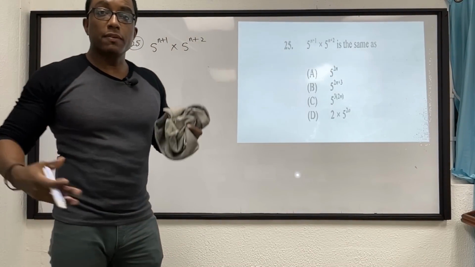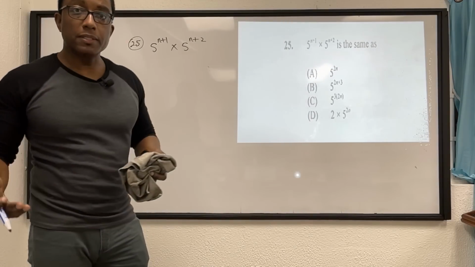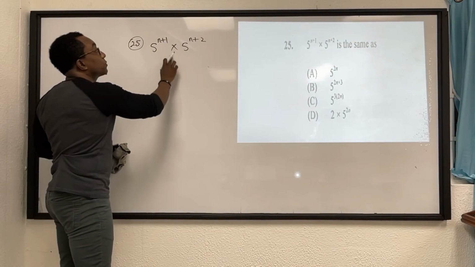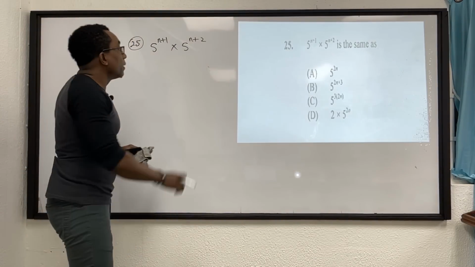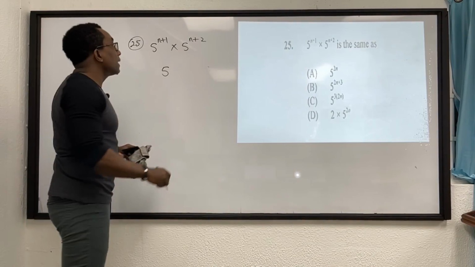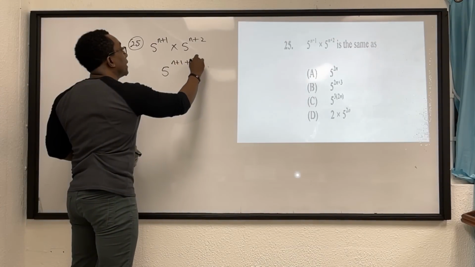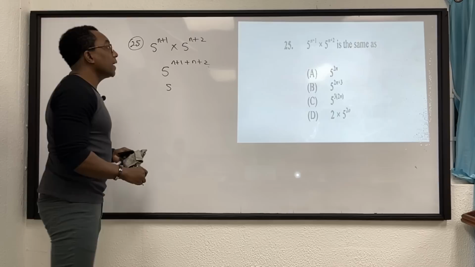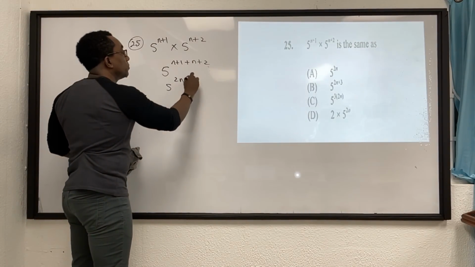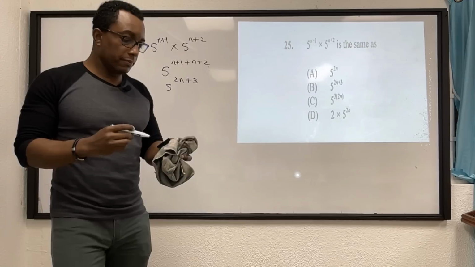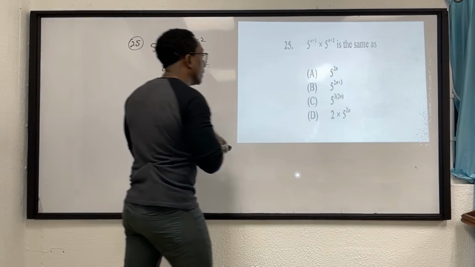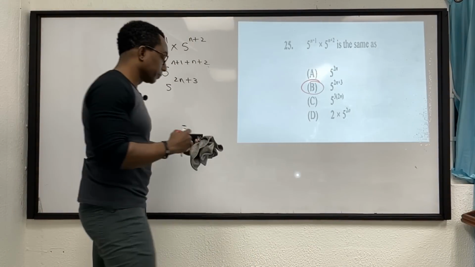So this is where your knowledge of multiplication of indices will come into play. With the rule, when you're multiplying, this is known as a base. N plus 1 and n plus 2 are powers. So once the bases are the same, we maintain the base 5, but the powers we're going to add. N plus 1 plus n plus 2, which becomes 5 to the power of n plus n is 2n, and 1 plus 2 is plus 3. So we have 5 to the power of 2n plus 3, whose answer there is B.